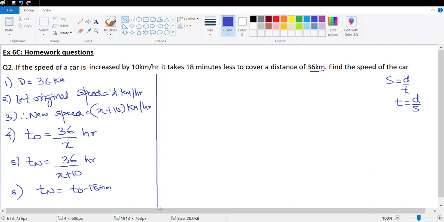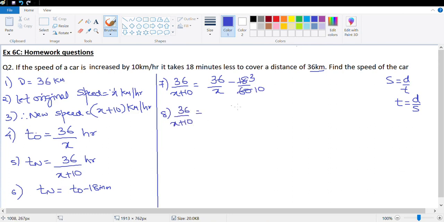Let's put this in the formula and let's see what we get. So time new, which is 36 upon x plus 10, is equal to 36 upon x minus 18, which is 18 upon 60 hours, right? 18 minutes is 18 upon 60 hours. So this is 3, this is 10. Perfect. So now let's take the LCM or cross multiply, whichever we want to do. So let's add the right hand side together. So this is 10x, this is 36 into 10, that's 360, and that's minus 3x. That's 360 minus 3x upon 10x.